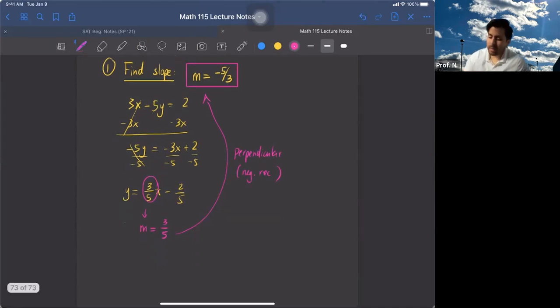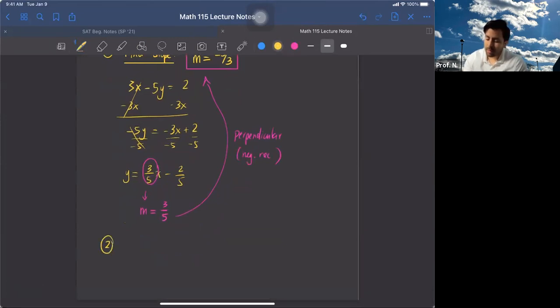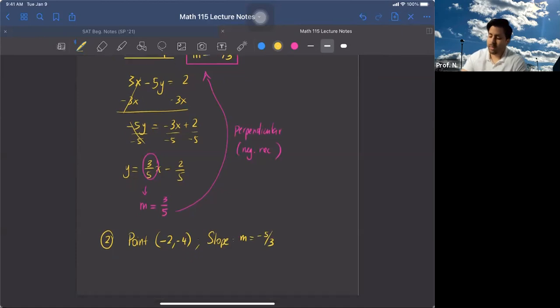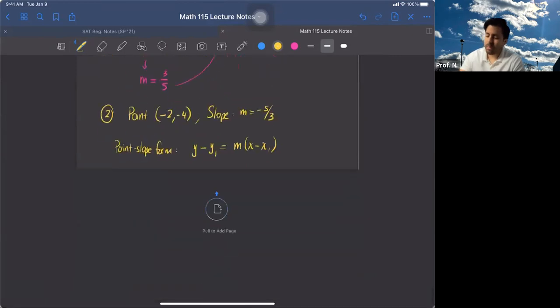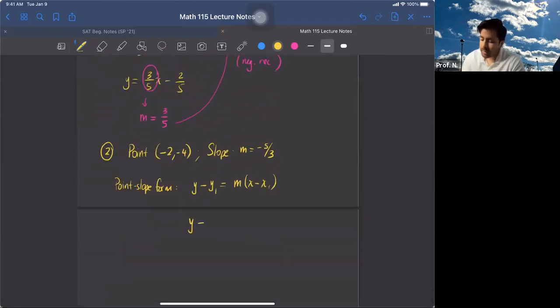Okay. So once I have that, what do I have? I got the point. What's the point? -2 comma -4. And then what's the slope? -5/3. Point slope form. So it's going to be y minus y1 equals m times x minus x1. So it's going to be y minus -4 equals -5/3 times x minus -2.